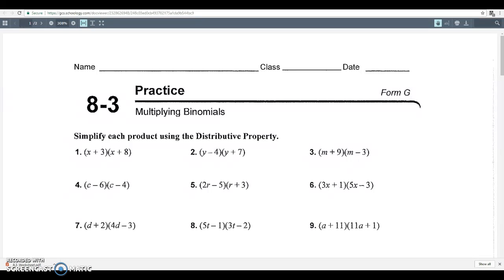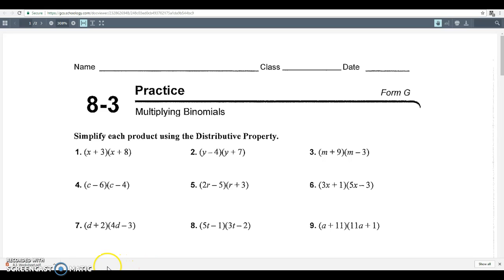Okay, this is an overview of the reviews for 8-3 and 8-4. And really, the first set of problems sets the tone for everything. Simplify each product using the distributive property. You can multiply polynomials using the distributive property.